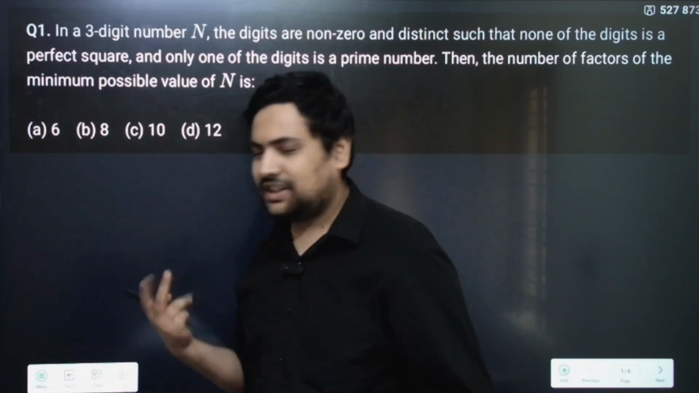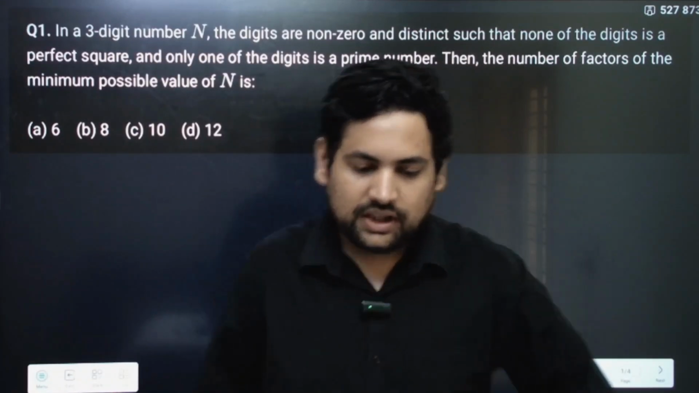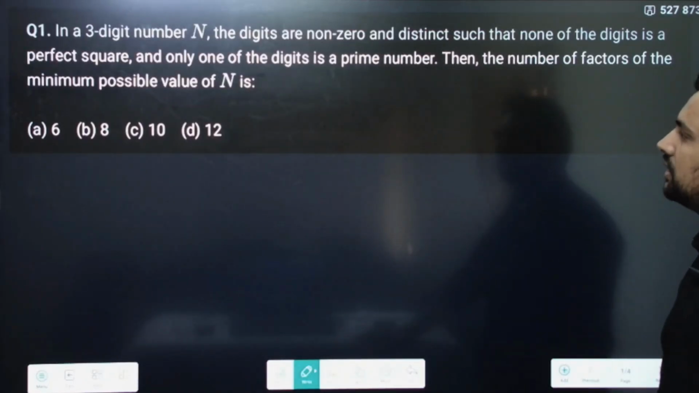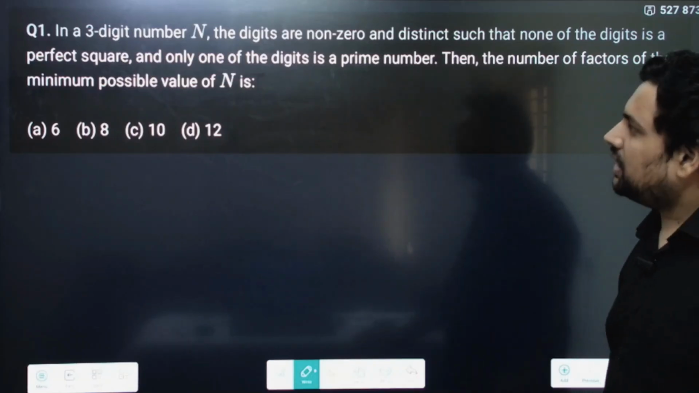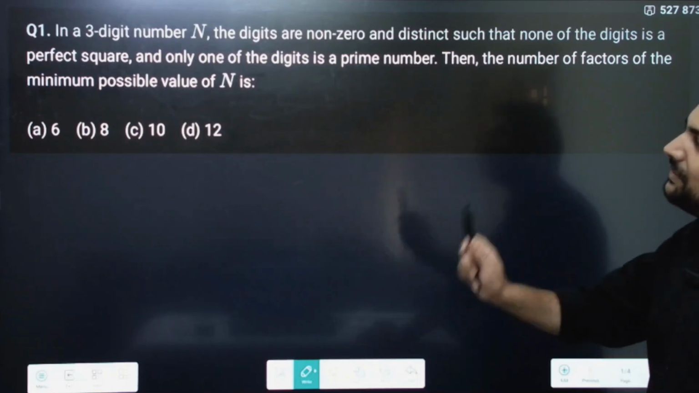This is the first video on your advanced CSAT questions. Let's get started. Now, it says: in a 3-digit number n, the digits are non-zero and distinct such that none of the digits is a perfect square and only one of the digits is a prime number. Then find the number of factors of the minimum possible value of n.